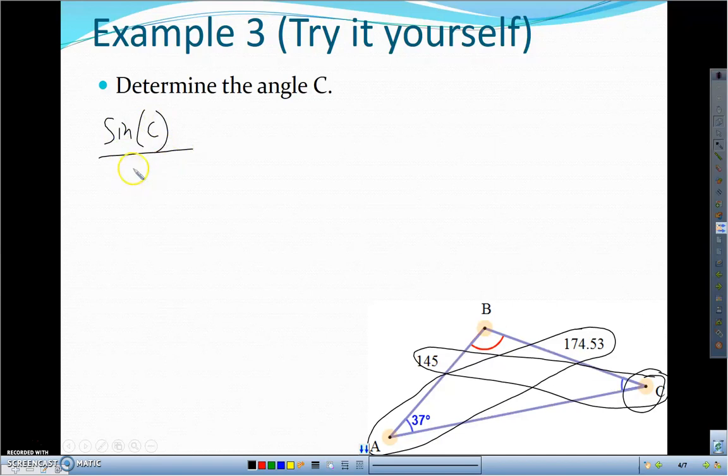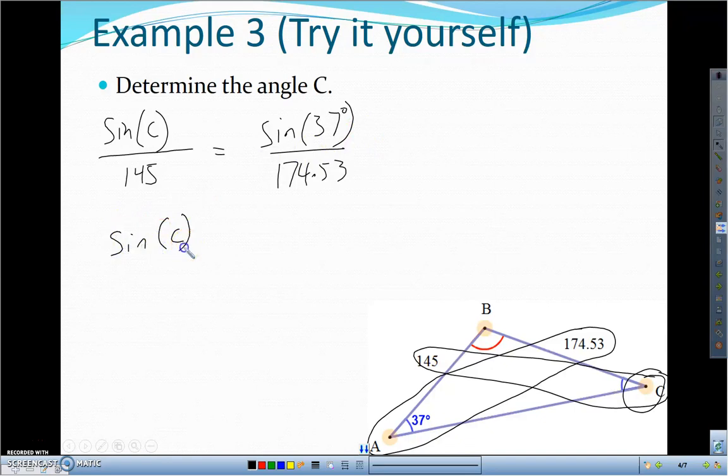over its corresponding side, which is 145, is equal to sine of 37 degrees over the side length that corresponds to it, which is 174.53. I've probably gone to 2 decimal places to make sure that the number comes out nicely. This 145 comes up. Sine C is equal to sine 37 degrees over 174.53 times 145.